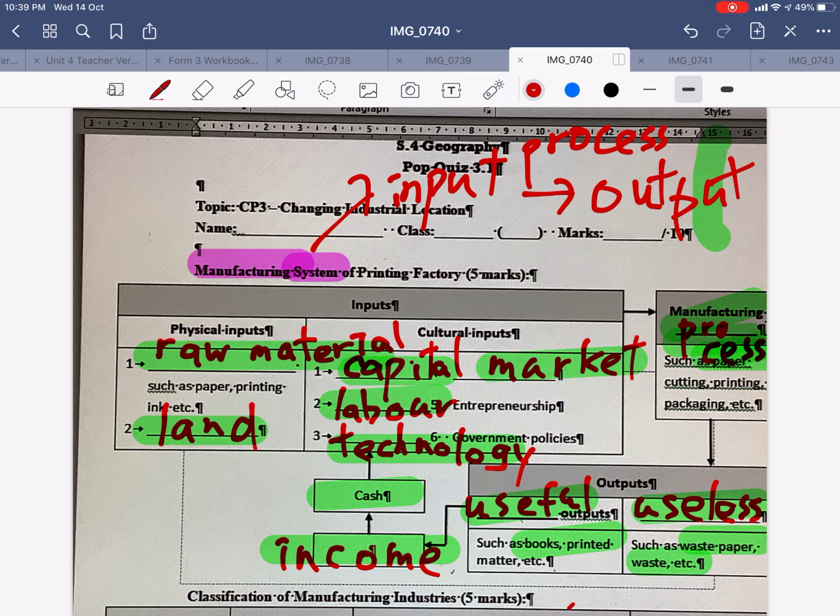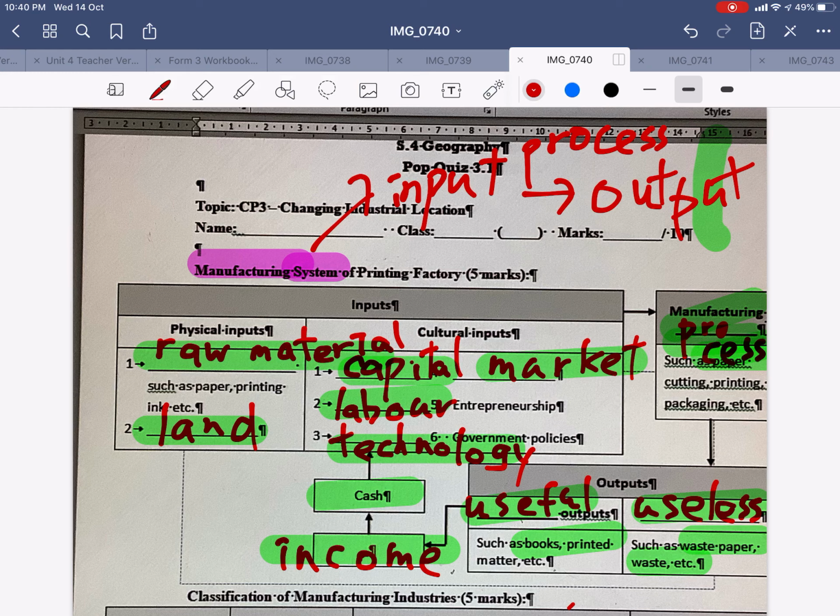So for the input of the factories, the physical input will include raw materials such as paper, printing ink, and so on and so forth. And not just the raw material, we need to make the book and also the newspaper, whatever. Apart from the raw material, we should also have the land. We cannot make a factory without any place, right? We've got to find a place. Accordingly, land is also important for the physical input.